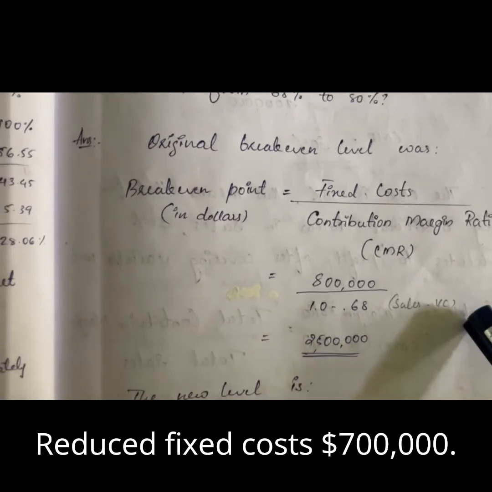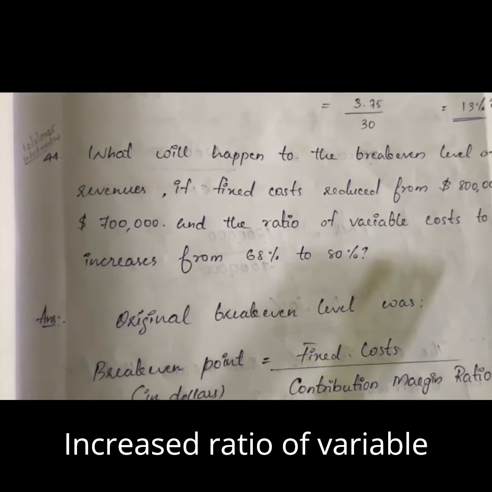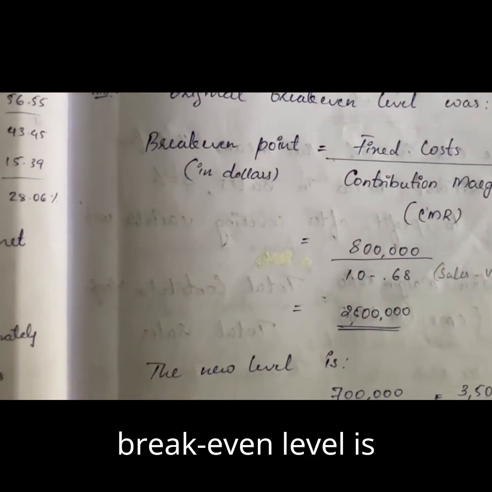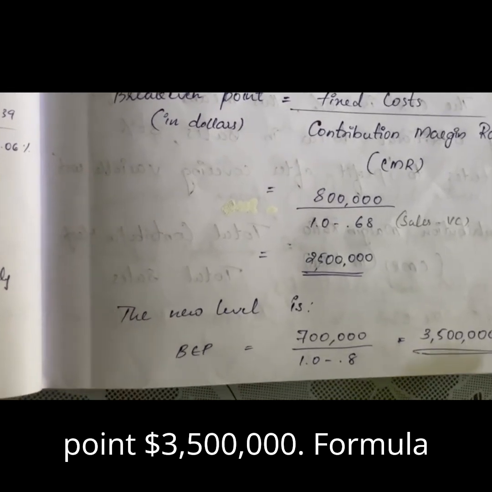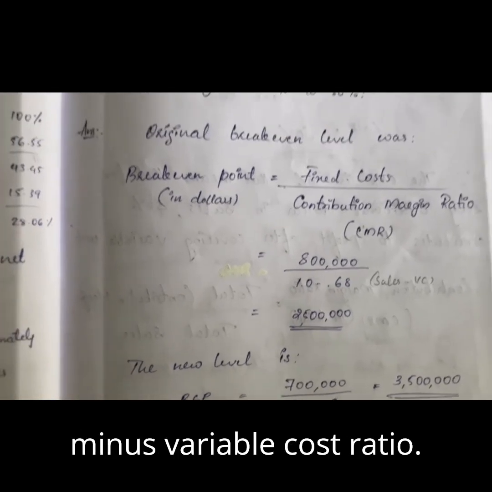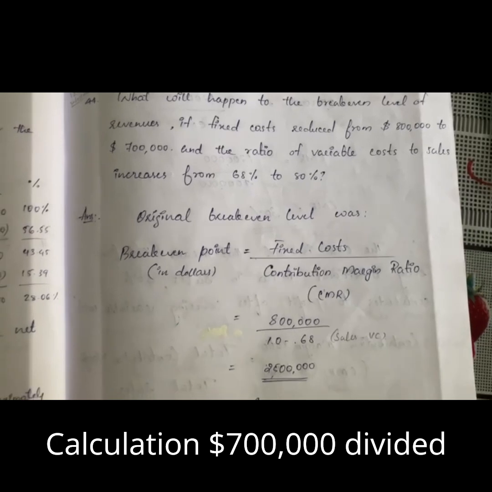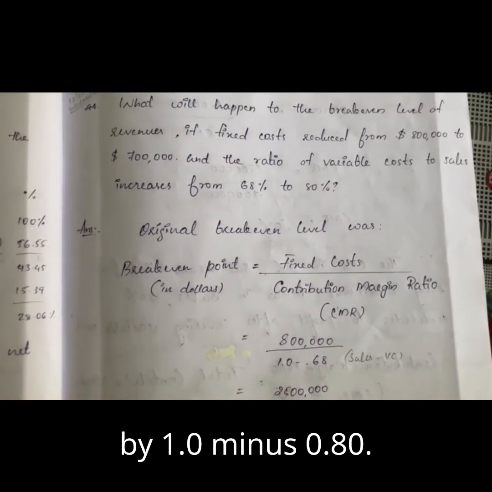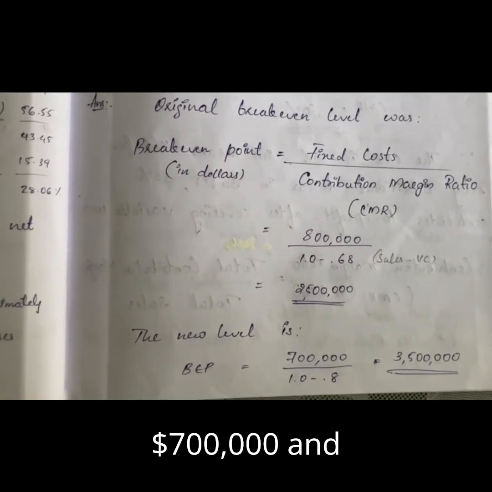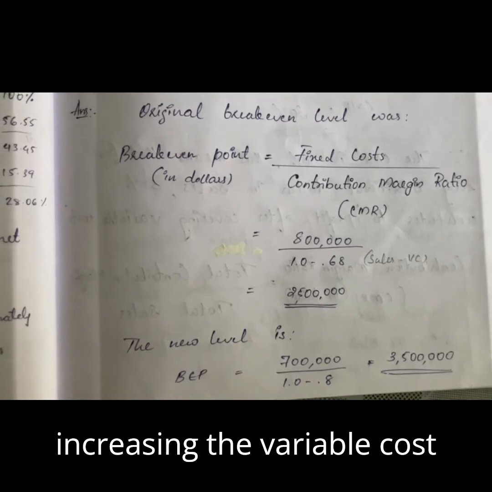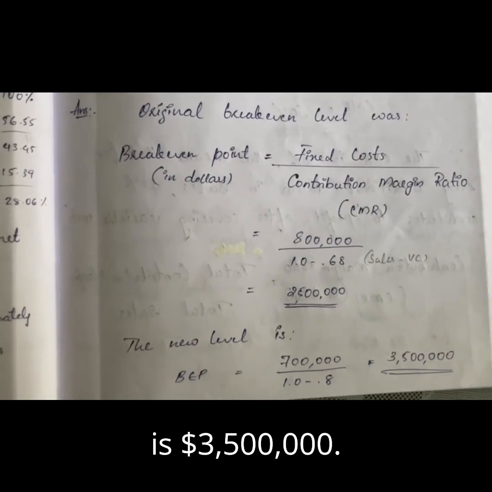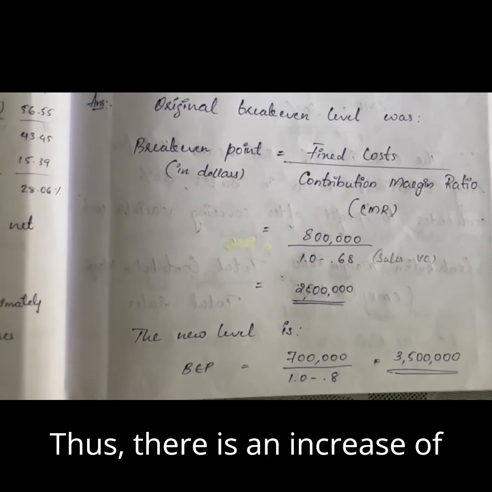Reduced fixed costs, $700,000. Increased ratio of variable costs to sales, 80%. With these changes, the new break-even level is calculated as new break-even point, $3,500,000. Formula: fixed costs divided by 1.0 minus variable cost ratio. Calculation: $700,000 divided by 1.0 minus 0.80. In summary, by reducing fixed costs from $800,000 to $700,000 and increasing the variable cost ratio from 68% to 80%, the new break-even level is $3,500,000. Thus, there is an increase of $1 million.